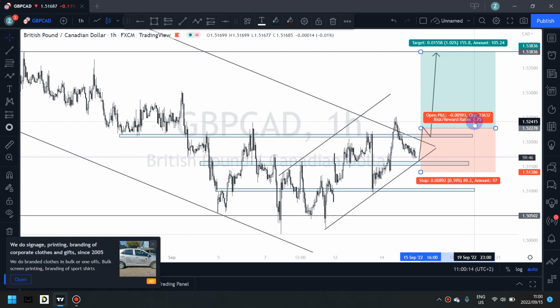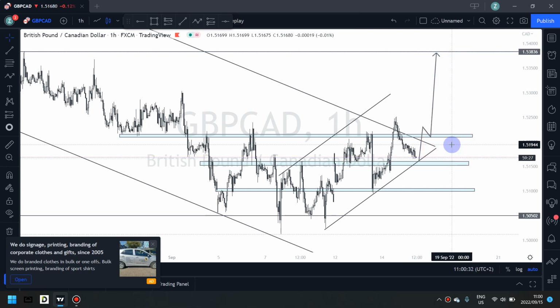So basically your trades should be a 1:2, right? But the minimum is a 1:1.5. So should you risk 1 to make 2? So now let's move on with the analysis.